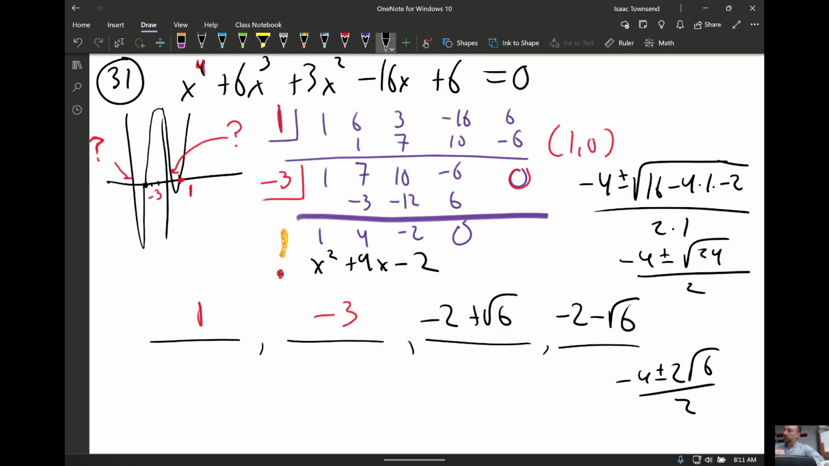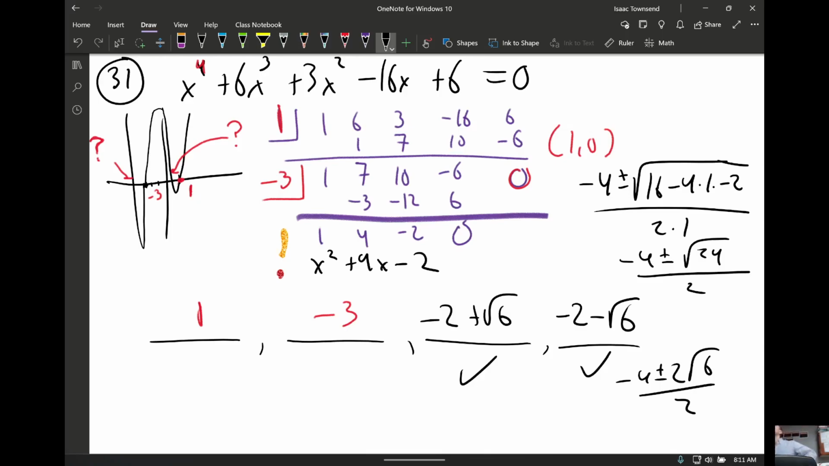Hit trace, negative 2 plus the square root of 6, enter, and it will jump to that point, and you can see for that x value, y is in fact 0. So it confirms that that's true. And then if you hit trace, negative 2 minus the square root of 6, enter, it jumps to the other point, and it confirms that was the other x-intercept.